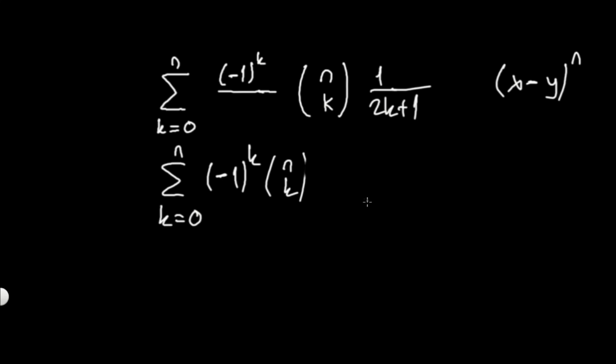Wait, let me also put the integral. So it's from 0 to 1, x to the 2k dx. Of course, it's dx because we got it by the power rule, not dk.